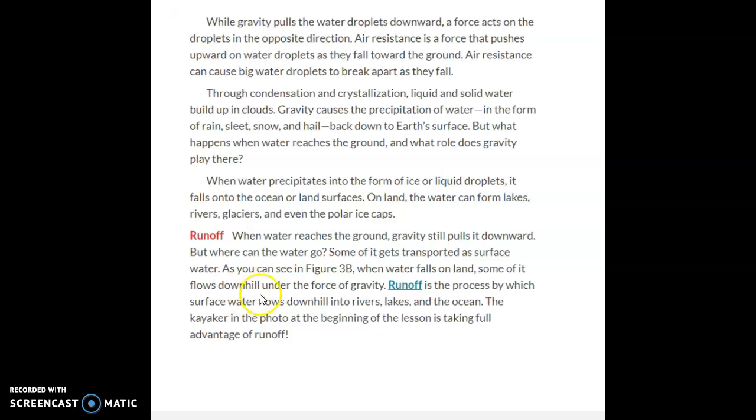We're going to talk about another phenomenon here. You'll see in red, it's called runoff. When water reaches the ground, gravity still pulls it downward. But where can the water go? Some of it gets transported as surface water. As you can see in figure 3b, we'll look at that in a minute below, when the water falls on land, some of it flows downhill under the force of gravity. And think about rivers flowing down a mountain. So they're going from high up on the mountain and flowing down. Runoff is the process by which surface water flows downhill into rivers, lakes, and the ocean. The kayaker in the photo at the beginning of our lesson is taking full advantage of runoff.